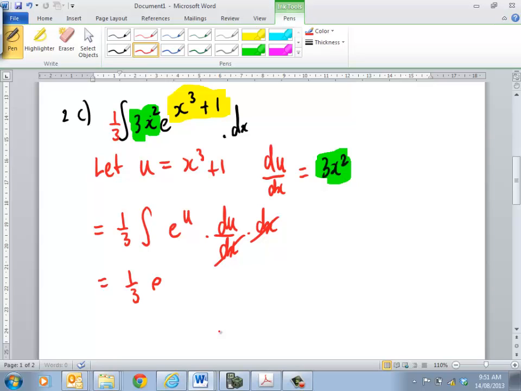E to the u, isn't it? Plus c. So we can just write that as simply a third e to the u, which is x cubed plus 1 plus c. Alright, so that's it, in terms of that example that I've got there. So whatever term I've got there, I'm always looking to find the differentiation in the other term. That's what I'm looking to do.